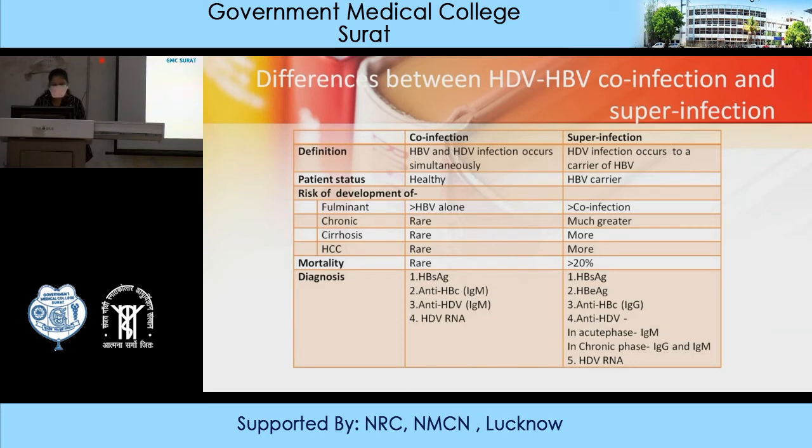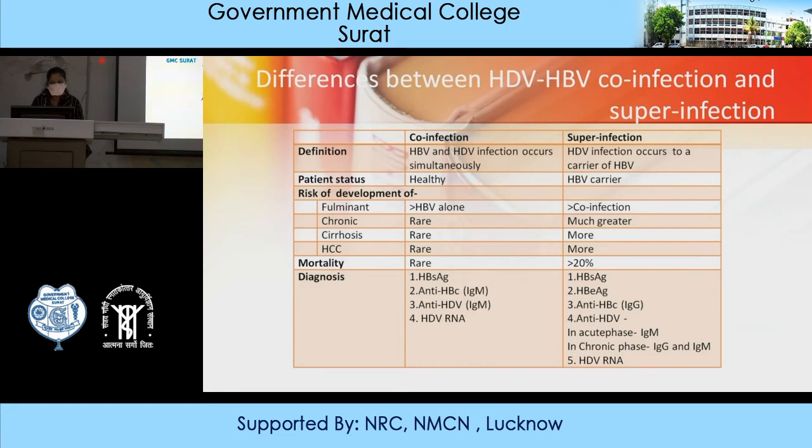So what are the diagnostic tools we have? For the co-infection, you have HBsAg, anti-HBc IgM, anti-HDV IgM, and HDV RNA. While for the superinfection, you have HBsAg, HBeAg, anti-HBc and anti-HDV. In acute phase, IgM will be there, while in chronic phase, IgG and IgM will be there. And fifth is the HDV RNA.